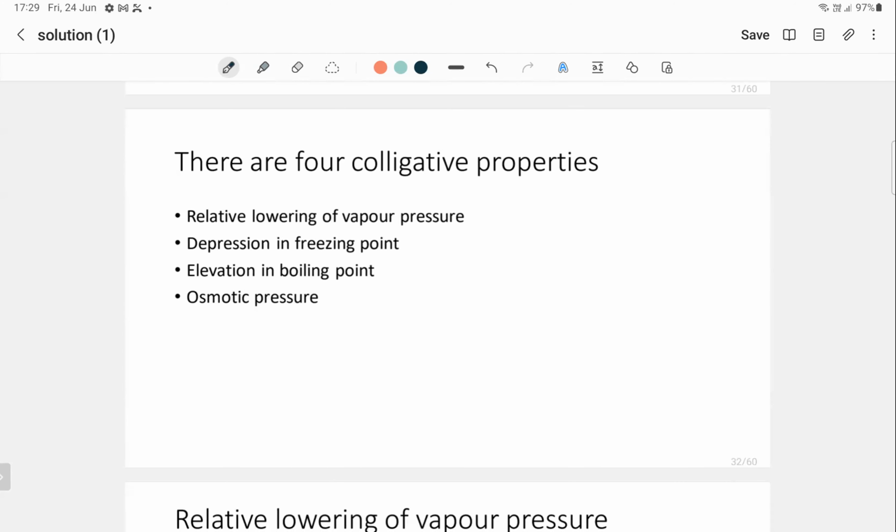Are you still writing? See, this is all in the book itself. Just underline in the book. If you just keep on writing, it's when we will solve the problem.